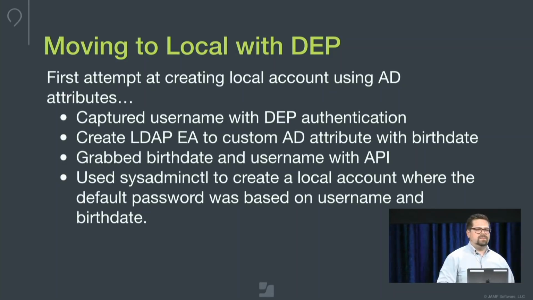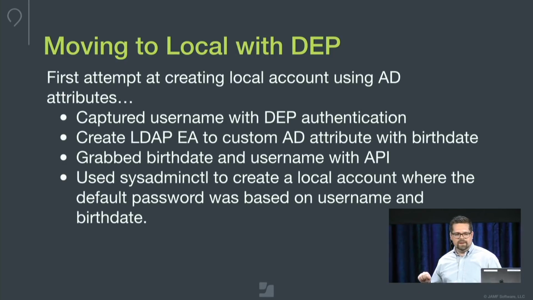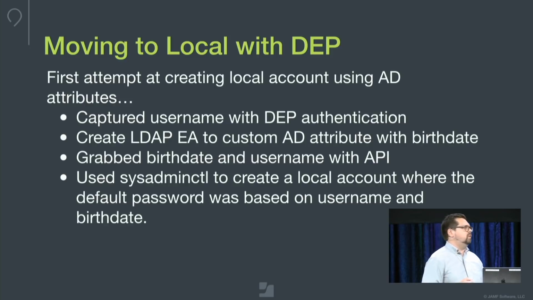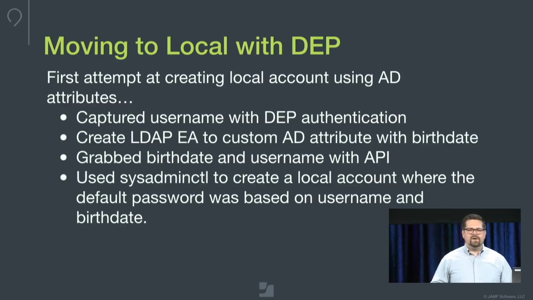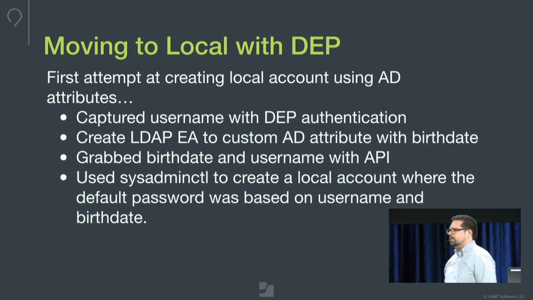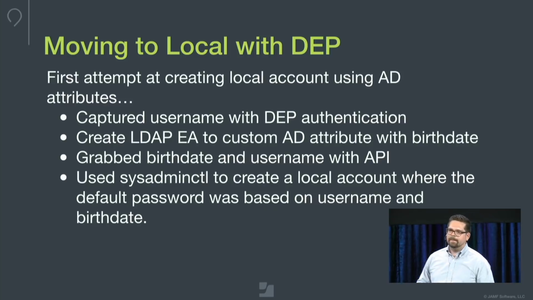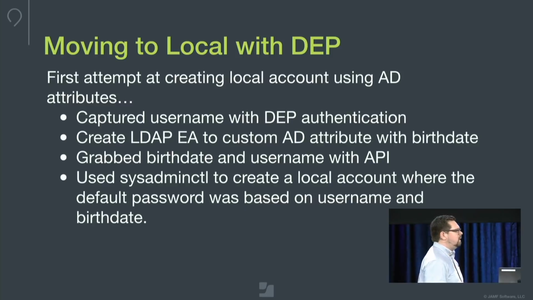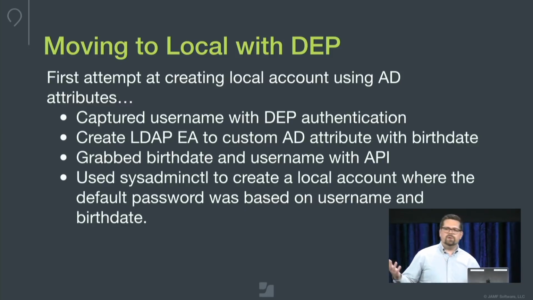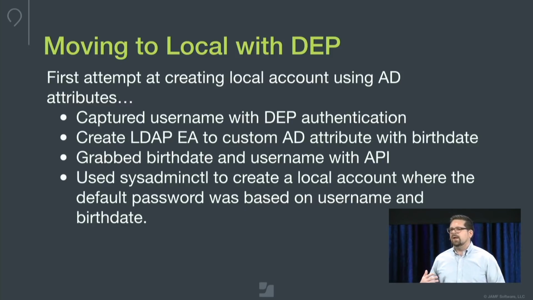So, and I'm not recommending this, but this is what we did. During DEP authentication, we'd capture that username. That username would then be associated with the Jamf record. We'd have an LDAP EA that would grab their birthday from Active Directory. It was a custom attribute. We'd then use an LDAP EA to bring that into Jamf, then use the Jamf API to bring down their username, their birth date, and then make a default password with that.